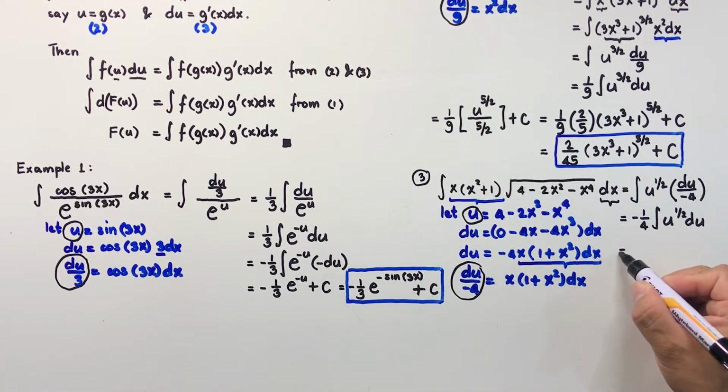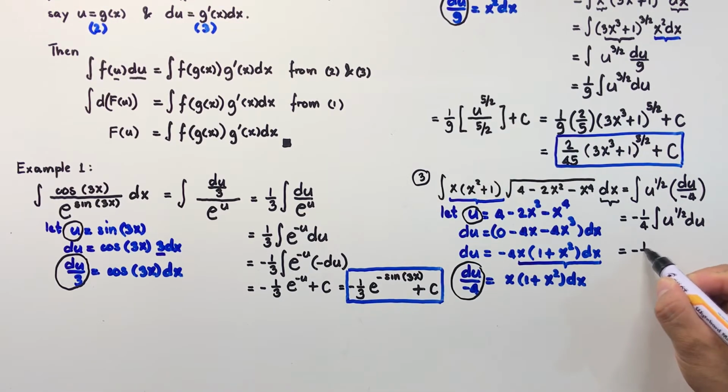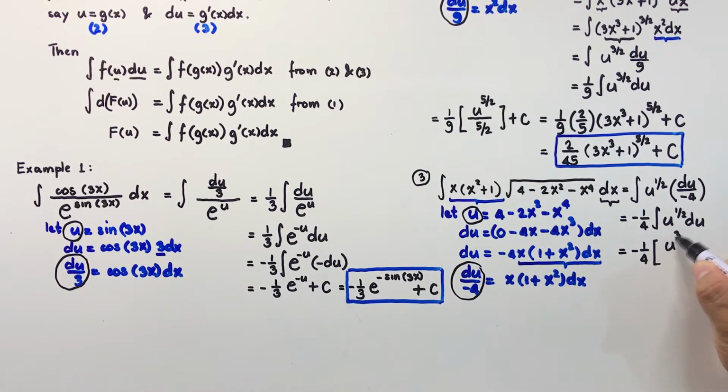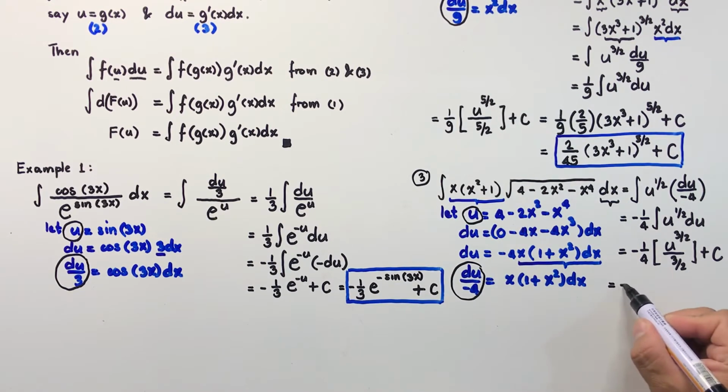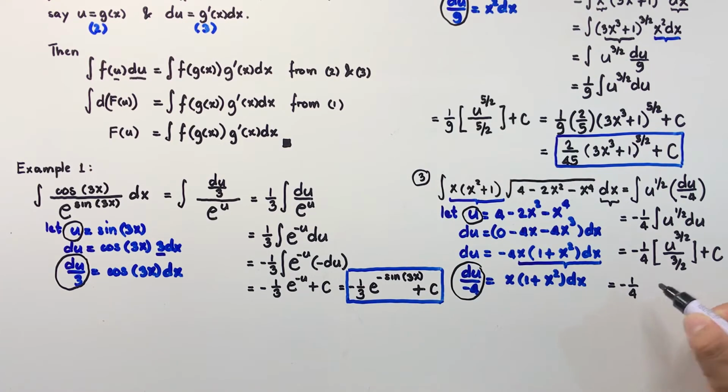Applying the power rule in integration, we have u to the power 3 halves over 3 halves, and this will be added to our constant of integration c. Simplifying by doing simple arithmetic, we have negative 1/4 times the reciprocal of 3/2, which is 2/3. And this is multiplied by u to the power 3/2 plus c.